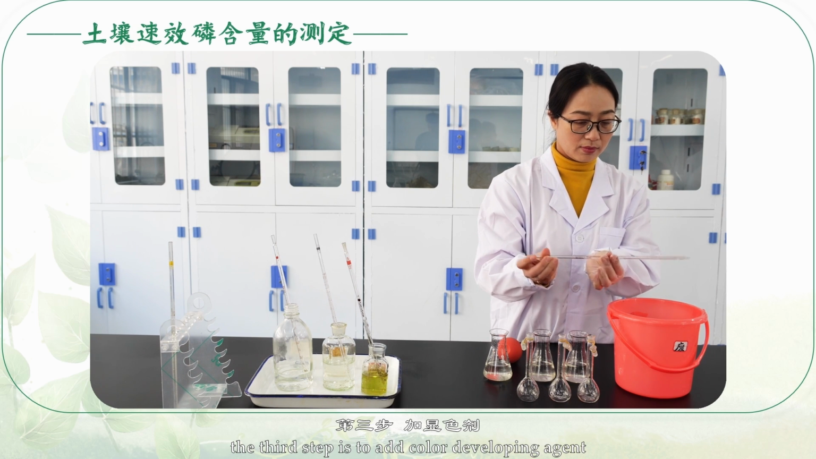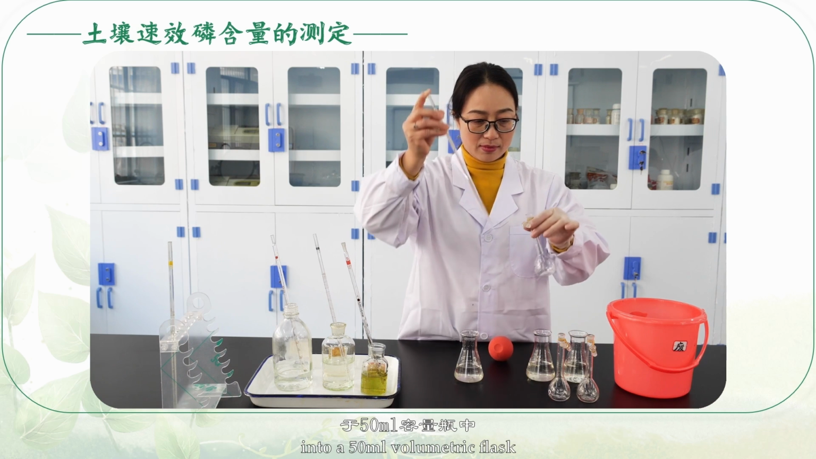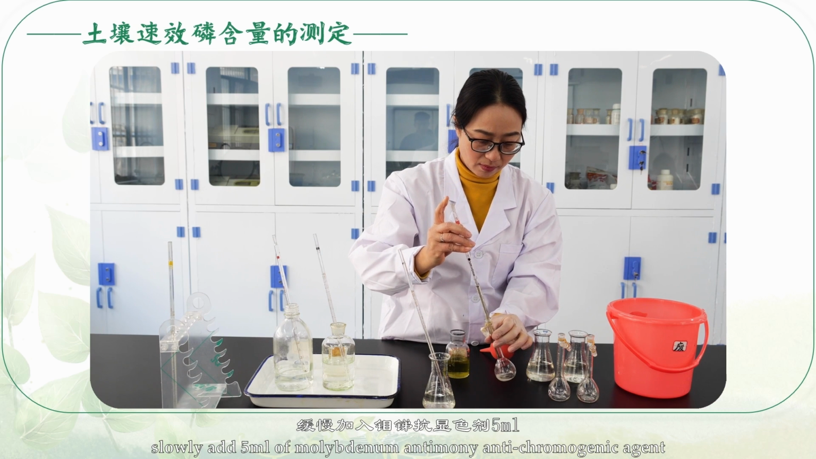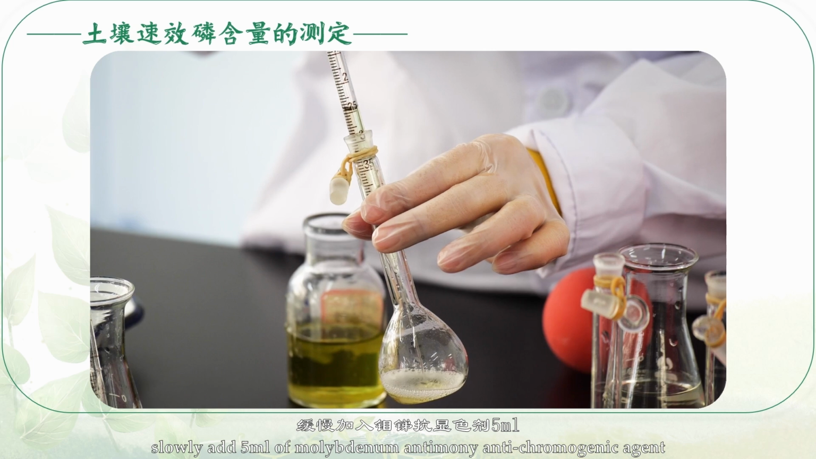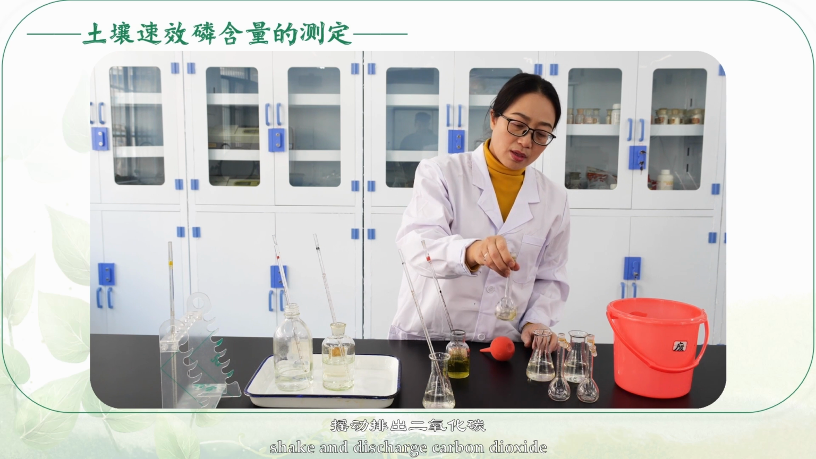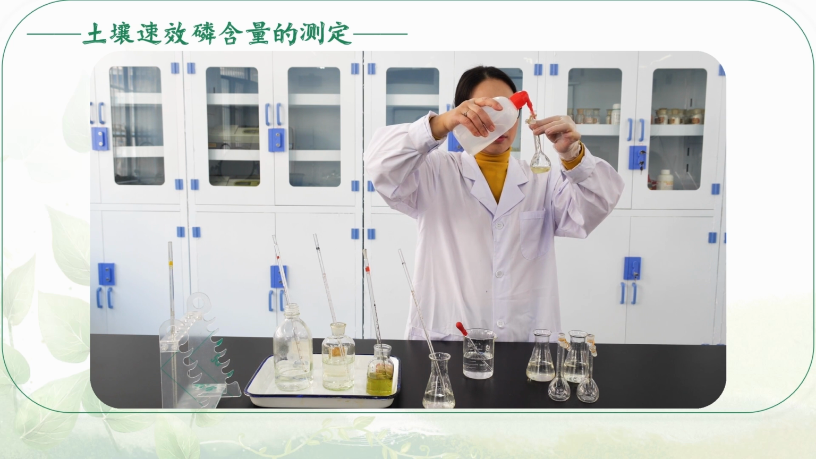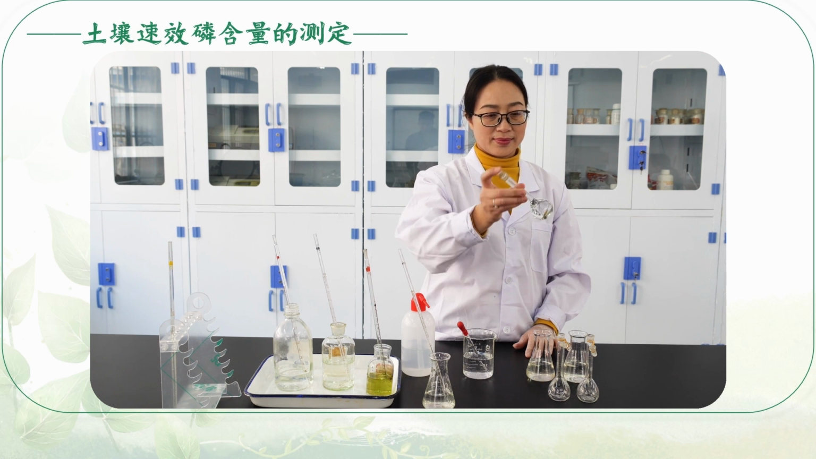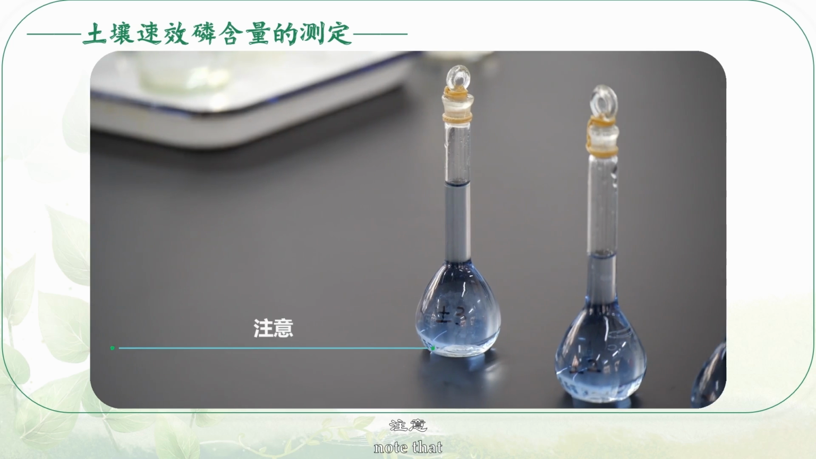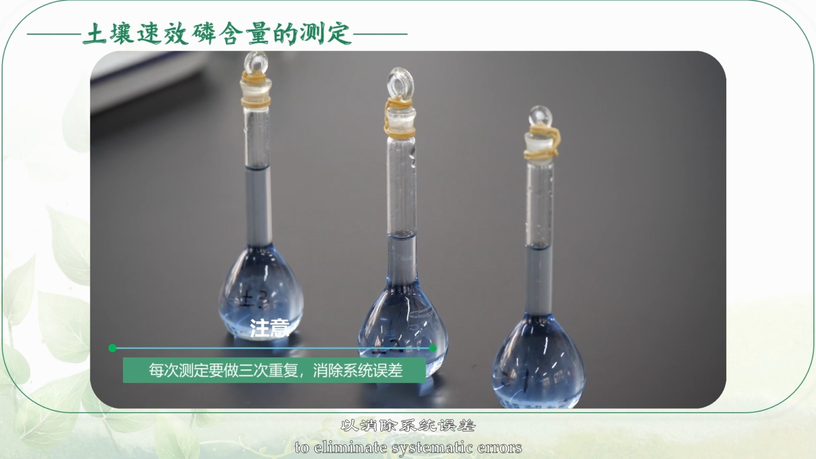The third step is to add color developing agent. Suck 5 milliliters of filtrate into a 50 milliliter volumetric flask. Slowly add 5 milliliters of molybdenum antimony anti-chromogenic agent. Shake and discharge carbon dioxide. Then add water to constant volume and shake well. Leave at room temperature above 20 degrees Celsius for 30 minutes. Note that each measurement should be repeated 3 times to eliminate systematic errors.